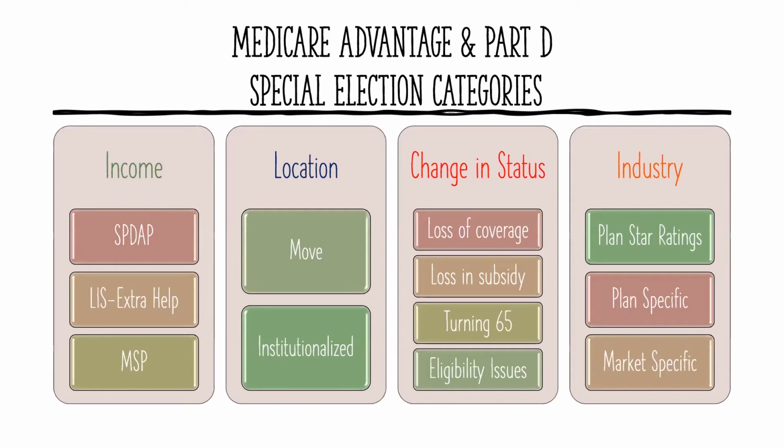Same thing with subsidy. I say loss, but it's actually gaining or losing a subsidy. So we talked about state pharmaceutical assistance, LIS, Medicare savings programs. If they gain or lose those, that also creates an opportunity. So someone having it is really the income side of it. If they have it already, that's an opportunity. But if they lose it, that also creates an opportunity as well.